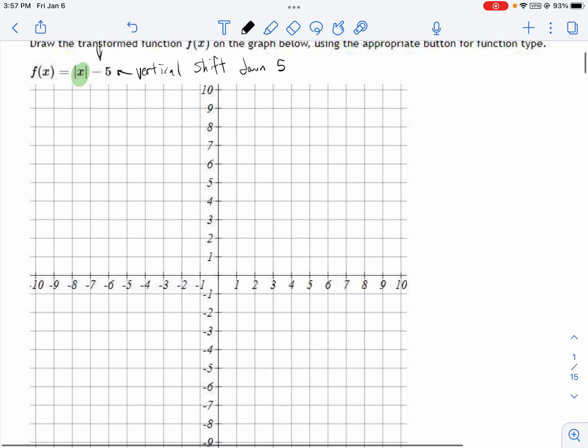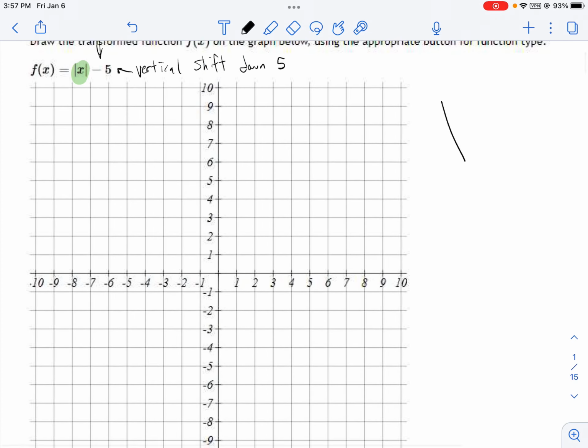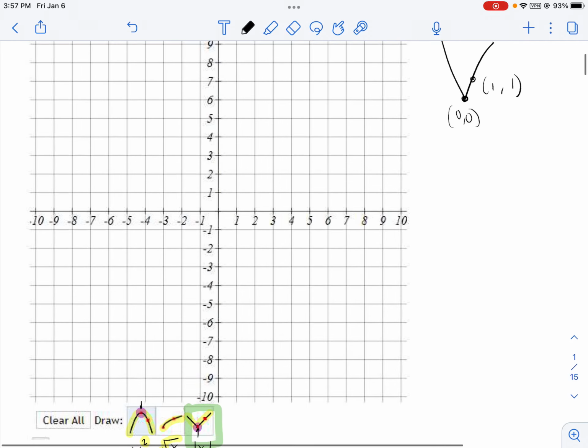So you use the absolute value button, and we know that absolute values have their first point at 0, 0. Their next point is at 1, 1, so over 1, up 1. So 0, 0 is normally down here, but we know that for the transformation we are going down 5, so our new point is 0, negative 5. Our next point should be over 1, up 1. We haven't changed that at all. The shift just took that next point and moved it down 5. If you go down 5 from here, it's 1, 2, 3, 4, 5, and you end up at your next point.